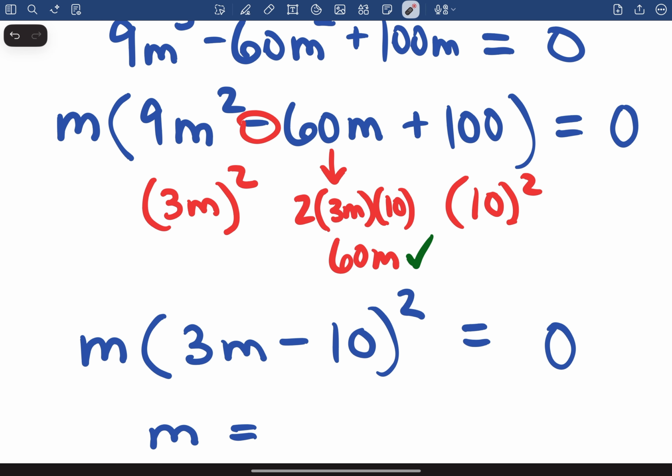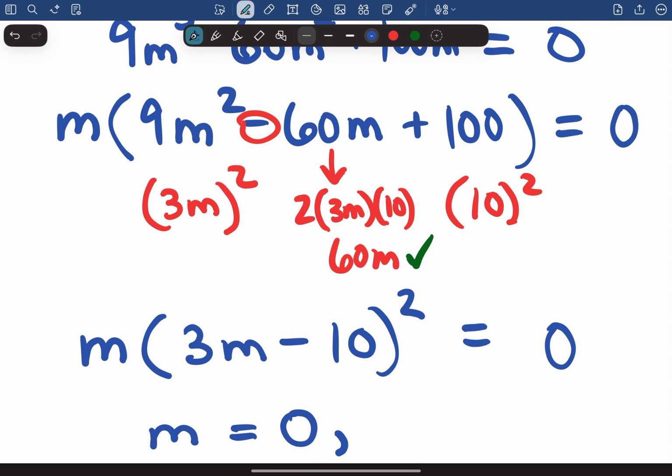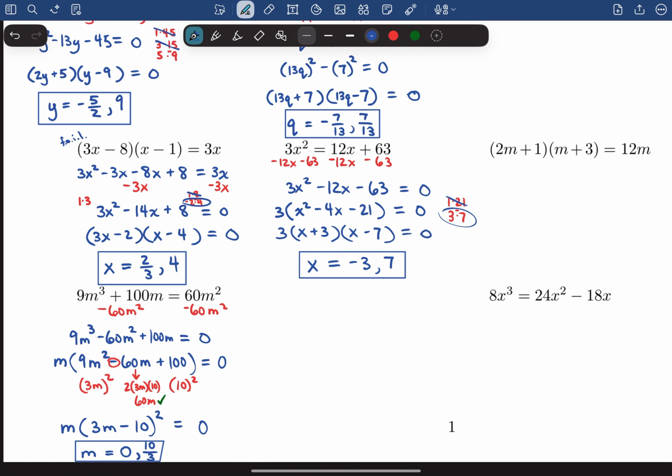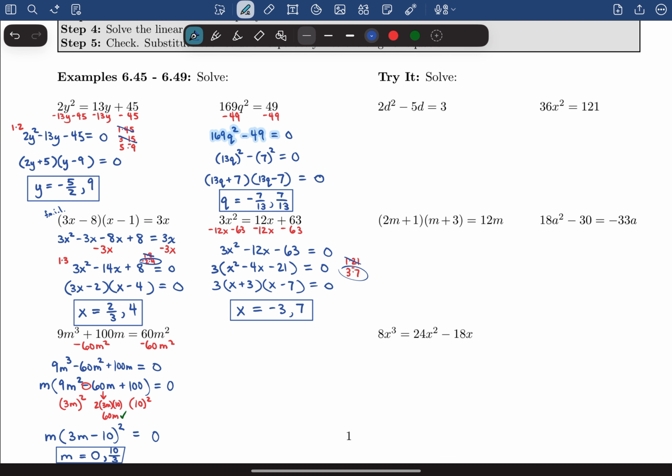So if you have an m that gets factored out just like this all by itself, then that solution is 0. That's one of the solutions to the equation, okay? So this m all by itself, its solution is 0. And then this m right here, its solution is make this opposite, divide by this. Well, that's 10/3. Okay? And so these are the two solutions that we have for this equation. We have solved now 5 different equations using our factoring skills that we've gained over the past 3 lessons.